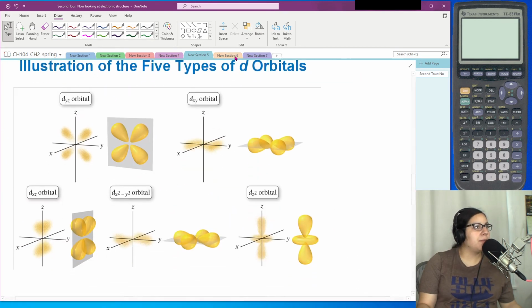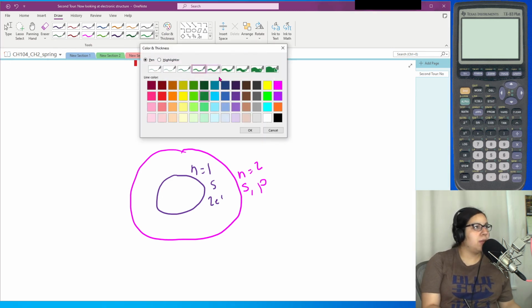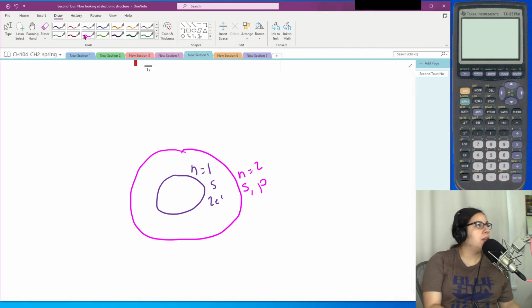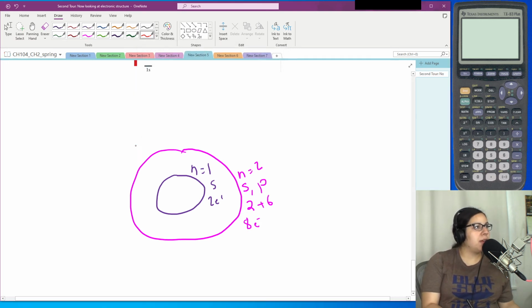Let's go back to our shell models. We started with n equals 1, which only had s orbitals, so there were 2 electrons in that. Then we filled up our n equals 2. The s orbital had 2 plus 6 from our p, which means we have 8 electrons in our second shell, or a max of 8.